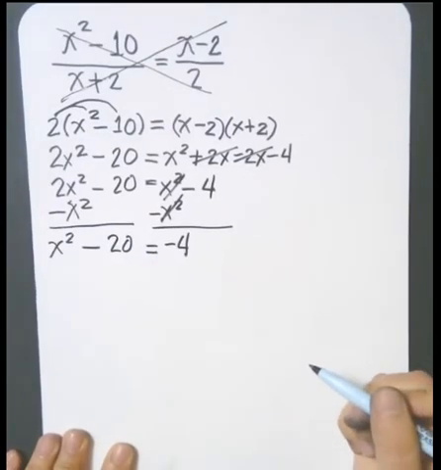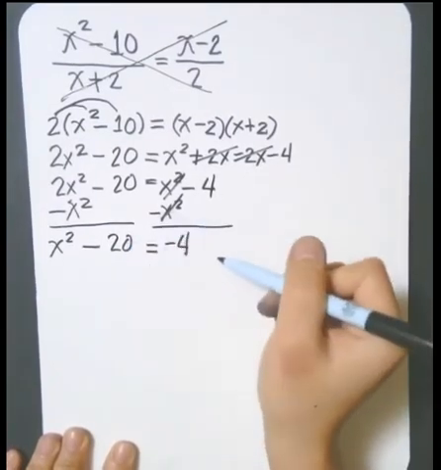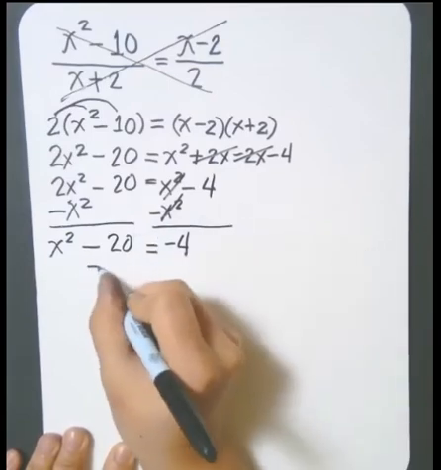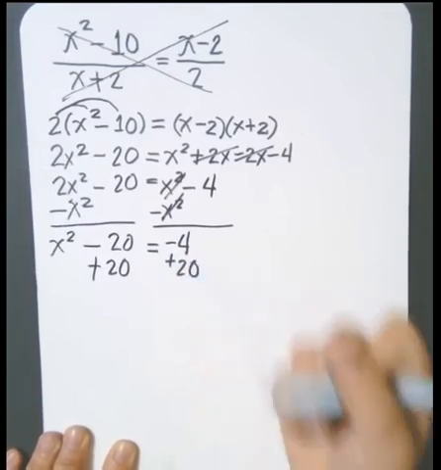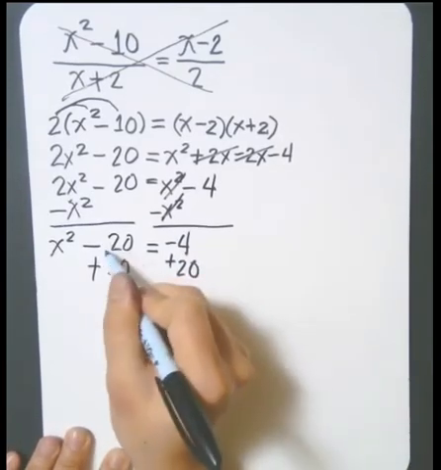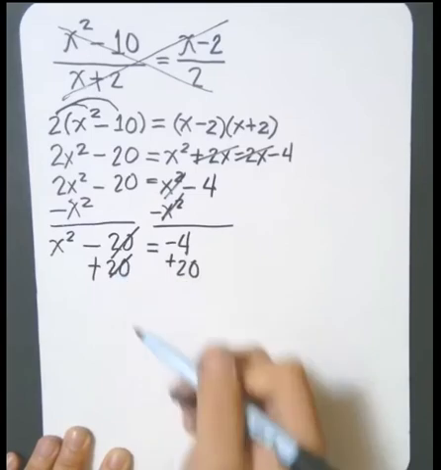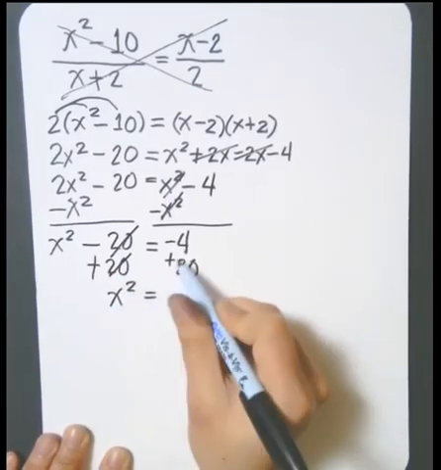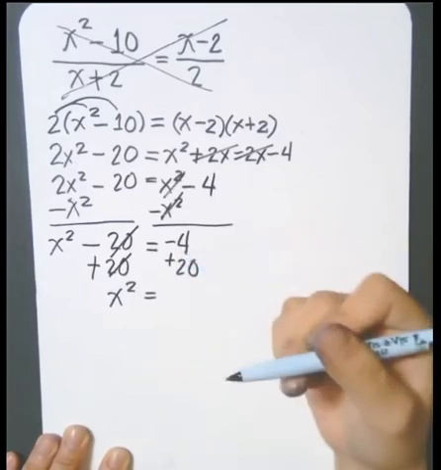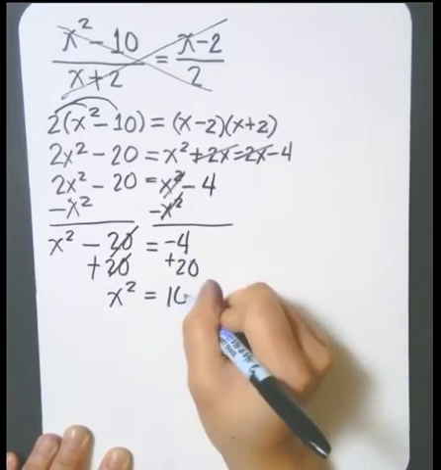And then we combine our constants, move this to the other side of the equation. To do that, we add 20 to both sides of our equation. Negative 20 plus 20 is equal to 0, so that will be cancelled out. We have x squared is equal to negative 4 plus 20, which is positive 16.